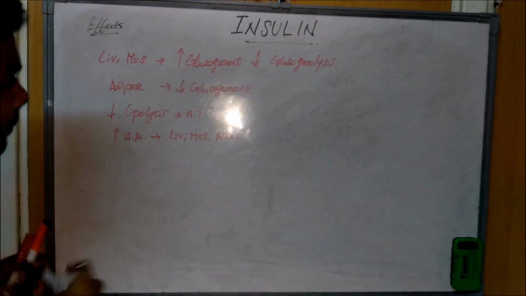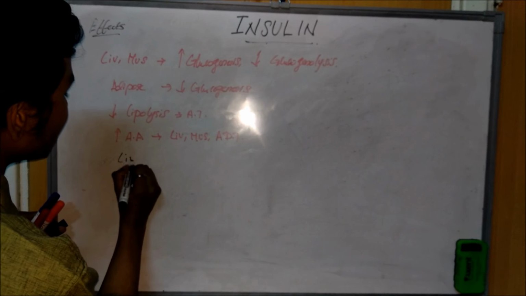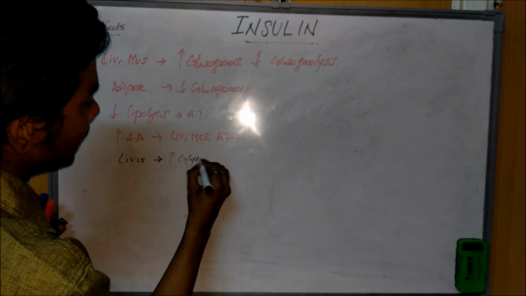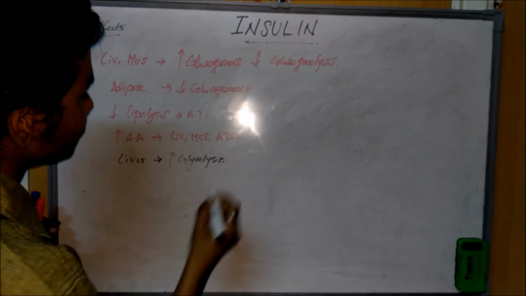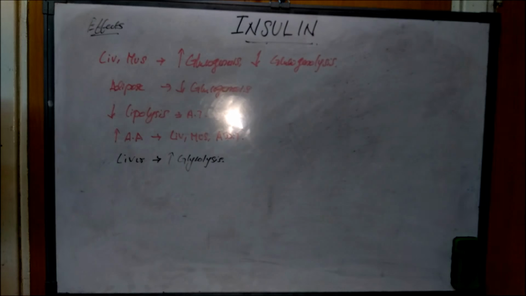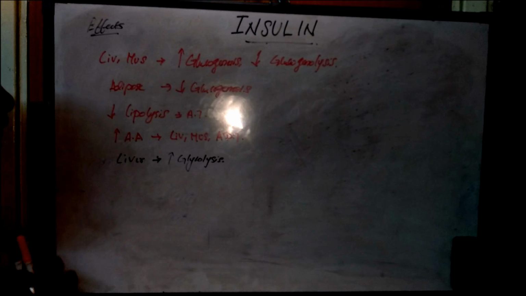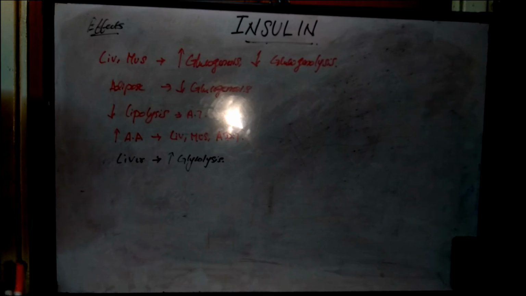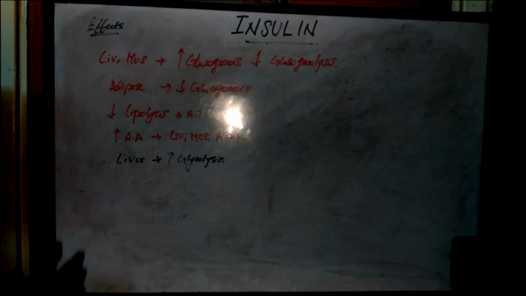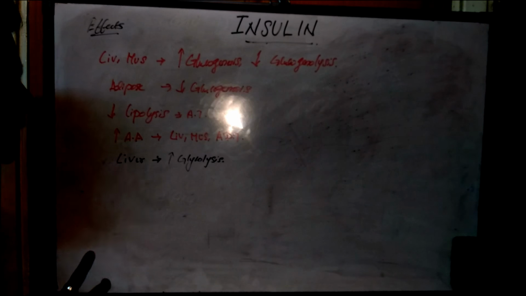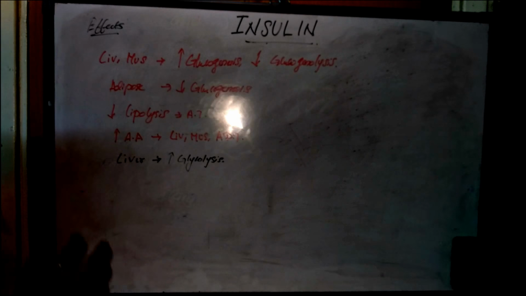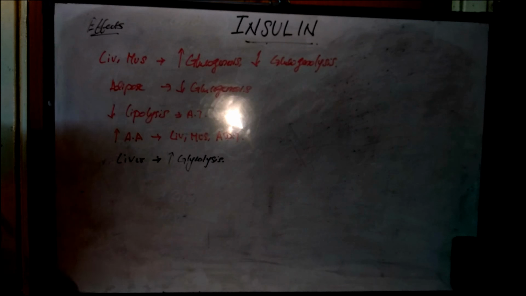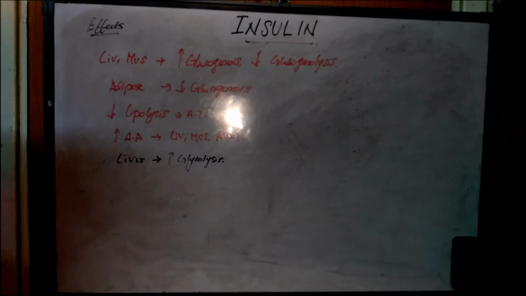And in the liver there will be increased glycolysis. So in the liver and muscle there will be increased glycogenesis, decreased glycogenolysis. In the adipose tissue there will be a decreased lipolysis. There will be an increased amino acid uptake in the liver, muscle and adipose tissue. In the liver there will be increased glycolysis.